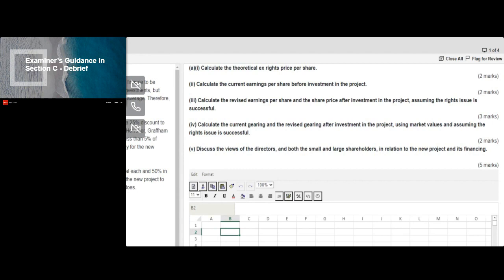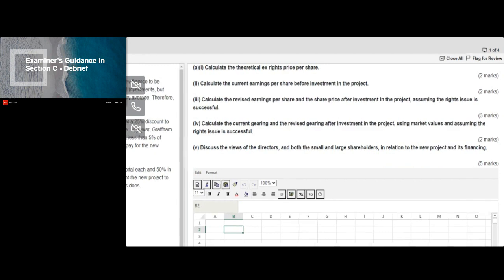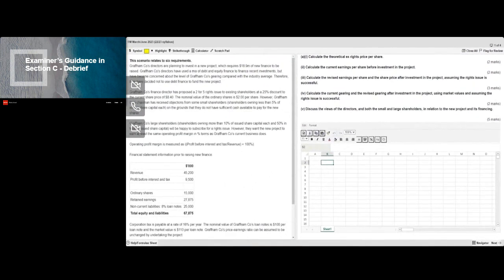I will not be going through that final requirement. What I will be doing is going through the first four, showing you the spreadsheet technique required to do this quickly and efficiently to ensure you get all those follow-through marks if you make a small mistake. So the first requirement is to calculate the theoretical ex-rights price per share. Let's look at that part of the scenario. It's the second paragraph that we need.